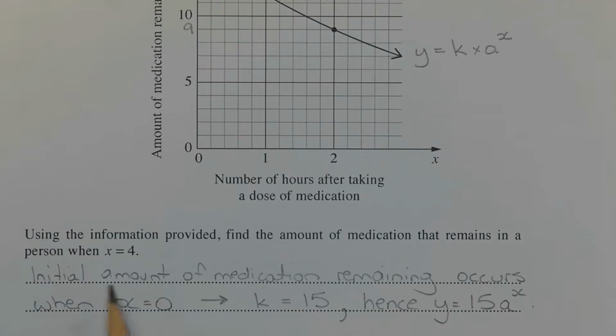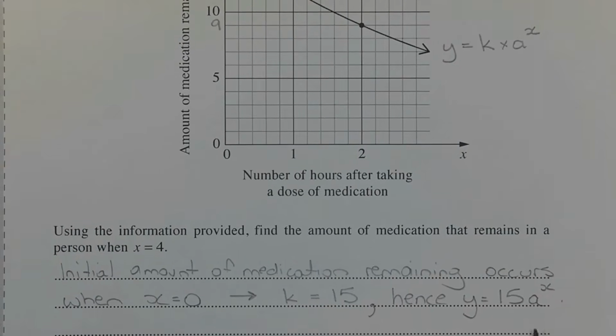And I've stated that here in the solution. The initial amount of medication remaining occurs when x is equal to 0, which means k is equal to 15, and we can rewrite the equation, now that we know the value of k, as y equals 15 times a to the power of x.